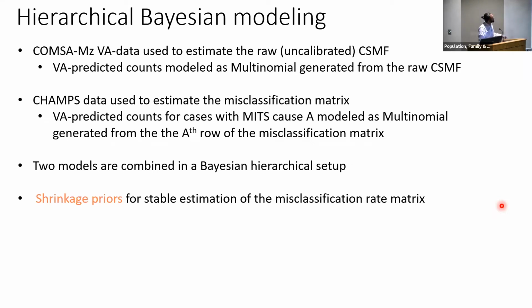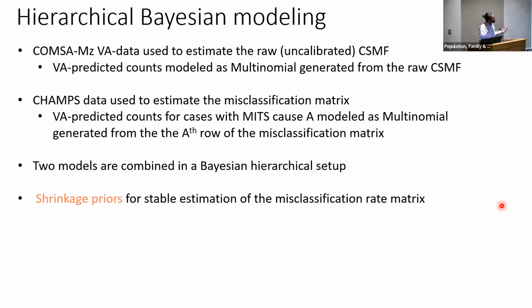And then for the CHAMPS data, we have both the MITS cause and the VA cause. So within each MITS cause, we model the VA predicted counts as a multinomial distribution, which is generated from, like for cause A, the A-th row of the misclassification matrix, because the A-th row of the misclassification matrix is really giving you the probabilities that the VA is giving some cause B, given that the true MITS cause is cause A. So we use the A-th row of the misclassification matrix to model the CHAMPS data. So there are two pieces of information, and so we can nicely combine them in a hierarchical Bayesian model.